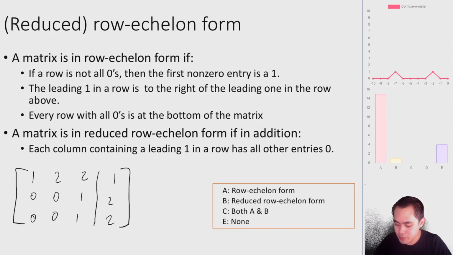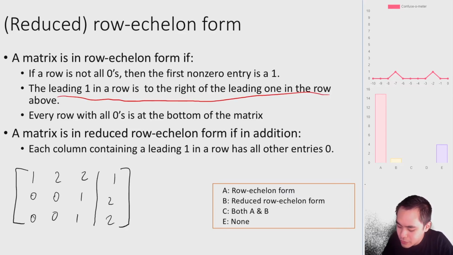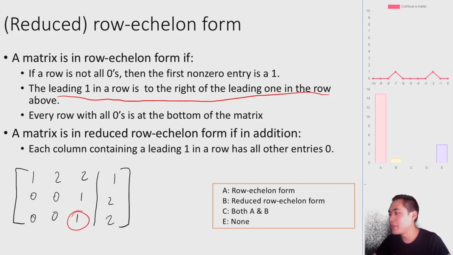But let's see. The thing here, the leading one in the row needs to be to the right of the leading one in the row above. The leading one here isn't to the right of this leading one in the row above. And therefore, this is actually not in row echelon form. So the answer here is actually E.